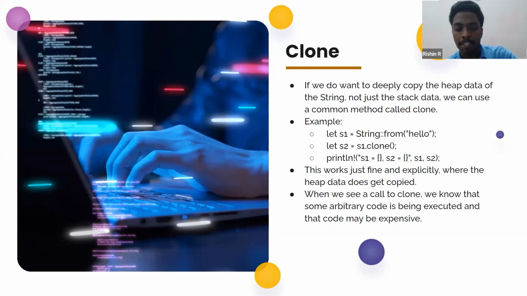Rather, we create a copy or a clone of hello and then we will pass it to s2. Now s1 and s2 are two independent variables. This works just fine, and explicitly the heap data gets copied. When we see a clone, we know that some arbitrary code is being executed and that code may be expensive.